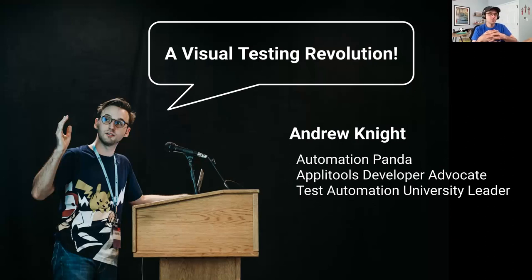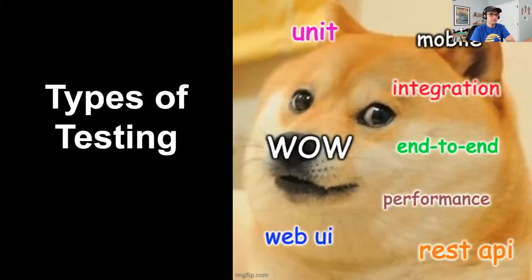So today, we're going to talk about visual testing. There are all kinds of testing. Unit testing, integration testing, end-to-end testing, web UI, REST API, mobile, load testing, performance testing, property-based testing, behavior-driven, data-driven. It's buzzword bingo all over the place. You name it, there's a type of test for that. But at its core, what exactly is testing?